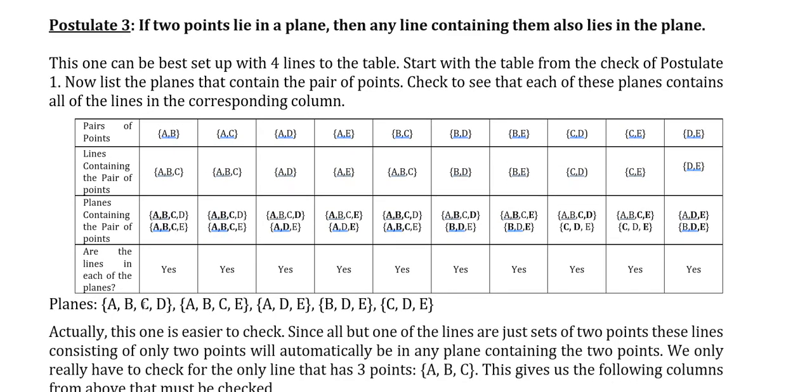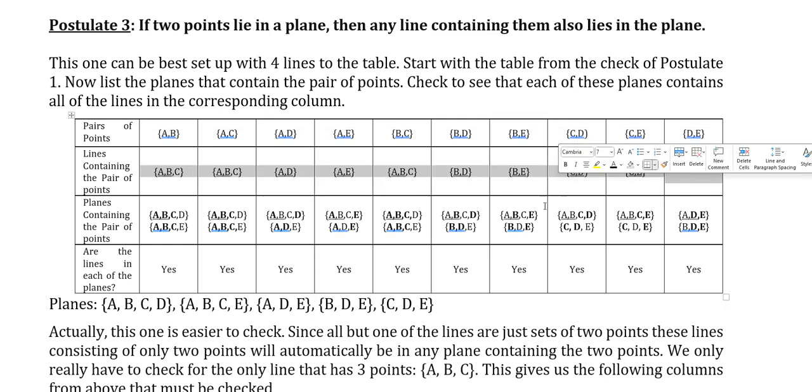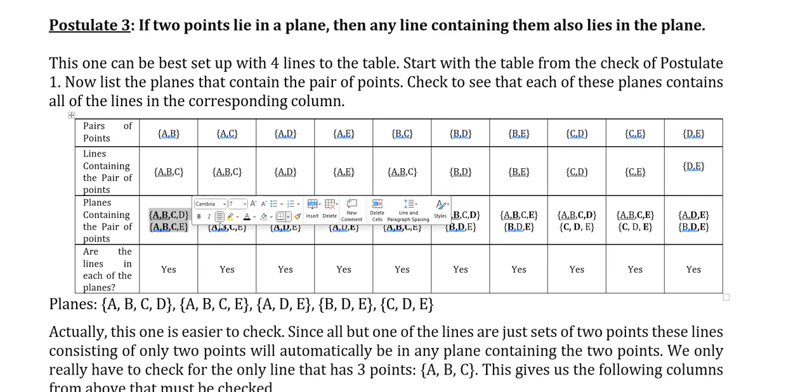So this next one: if 2 points lie in a plane, then any line containing them also lies in the plane. The best way to document this one I found was to put in 4 rows of the table. So we started with pairs of points. Again, there are 10 of those. We listed all the lines that contain them, which in each case there's just one. And then we looked at the plane containing the pair. So these planes contain A and B. These are A and C, and so forth.